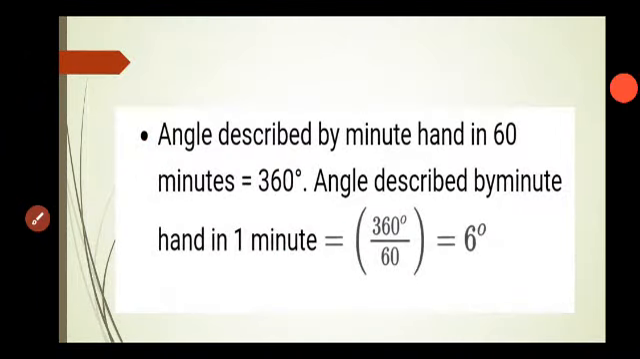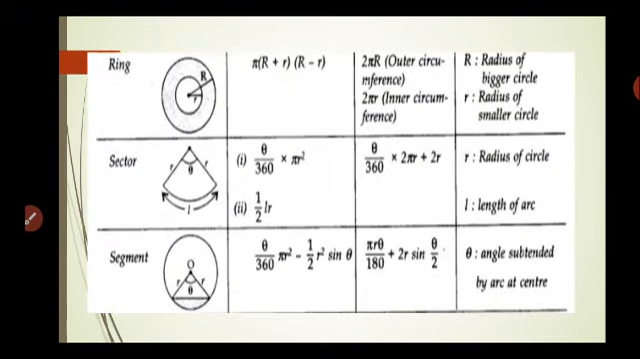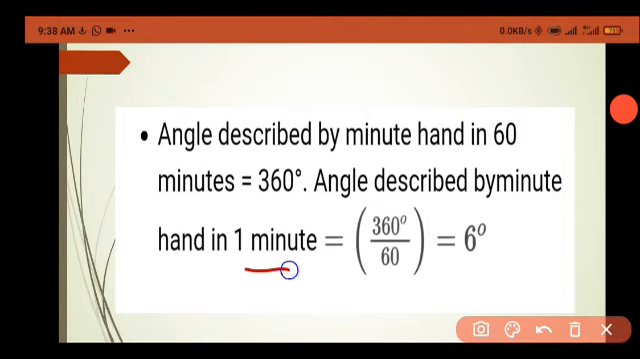Next topic, area described by minute hand in 60 minutes. We already know in 60 minutes the minute hand completes one revolution, that is 360-degree angle. So what will be the angle described by the minute hand in 1 minute? In 1 minute it will be 360 divided by 60, so 6 degree will be the answer. In 1 minute 6 degree, in 2 minutes 12 degree, in 5 minutes 30 degree, likewise.